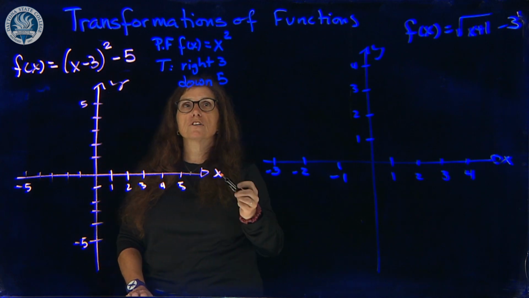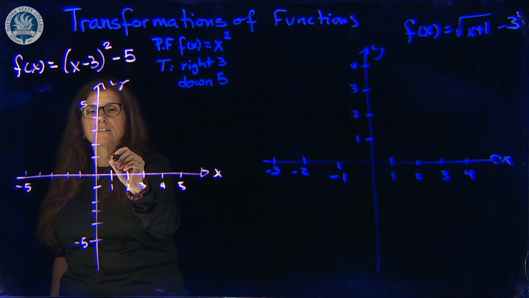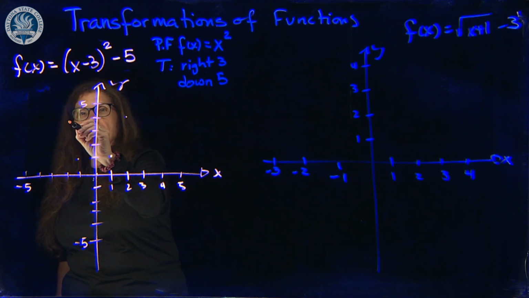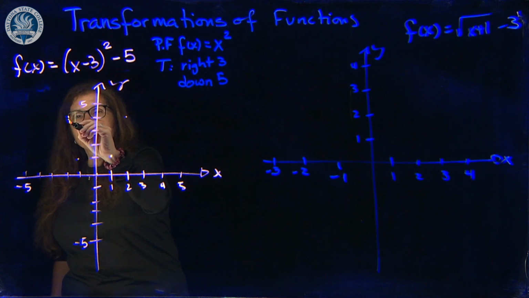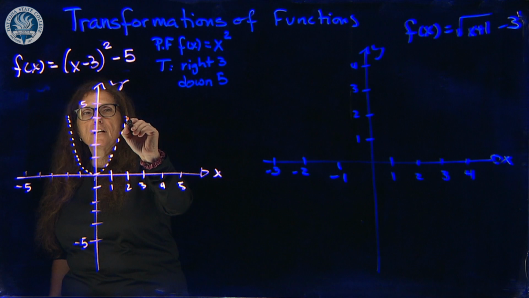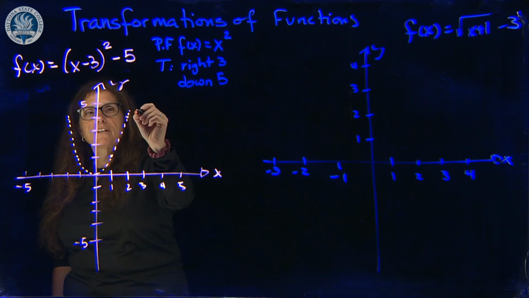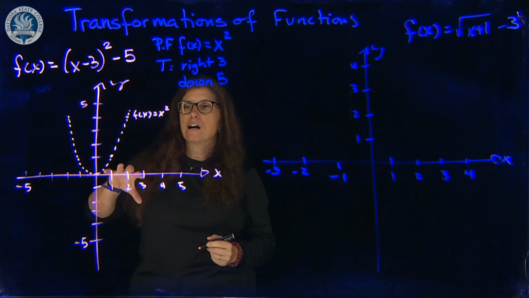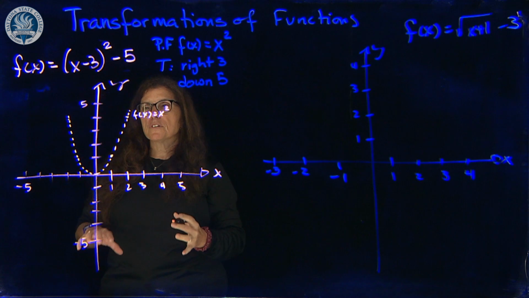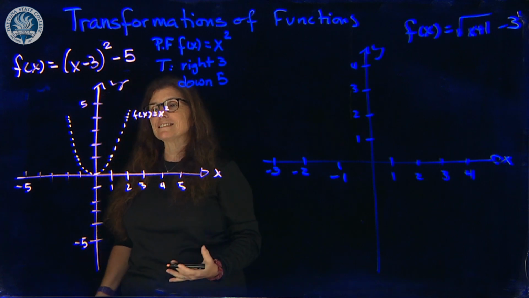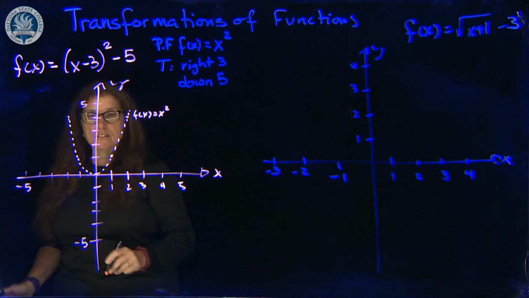So the parent function is x squared, and I'm going to make a dashed little line, that is my parent function, f(x) = x². Based on this parent function, I now do all my transformations, and again, it is a sketch. If I wanted an exact graph, I would make a t-table.